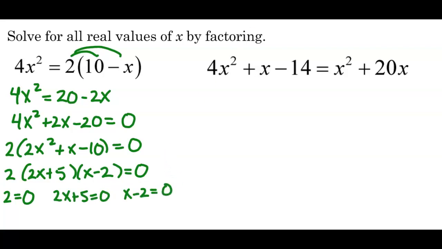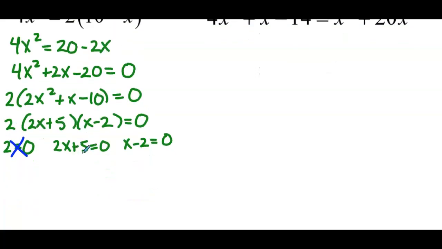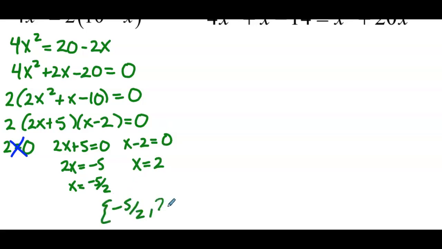equals 0. Now, 2 doesn't equal 0, nothing to solve for there. 2x plus 5 equals 0, we'll subtract 5 as our first step, and then divide by 2, so x equals negative 5 over 2. Add 2 to both sides in x minus 2 equals 0 gives us x equals 2. So our solution set is negative 5 over 2 and positive 2.